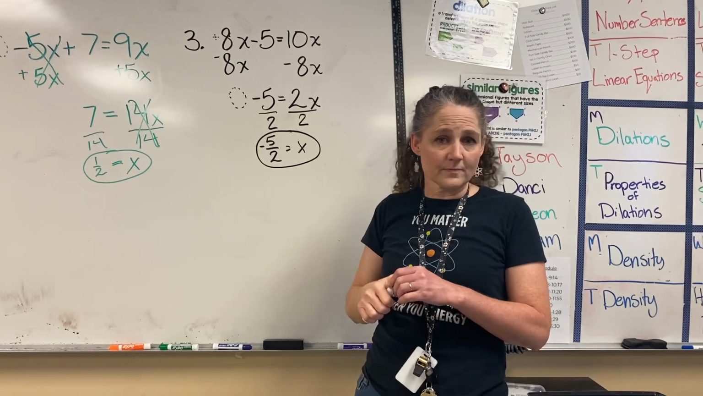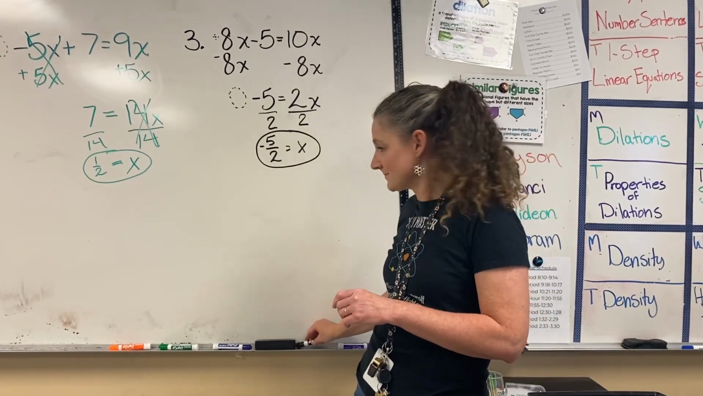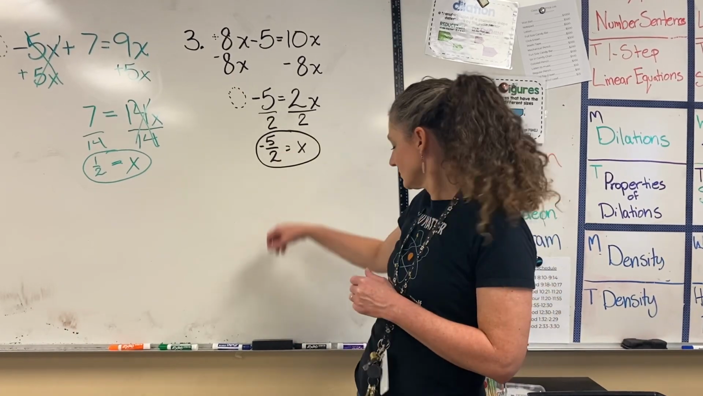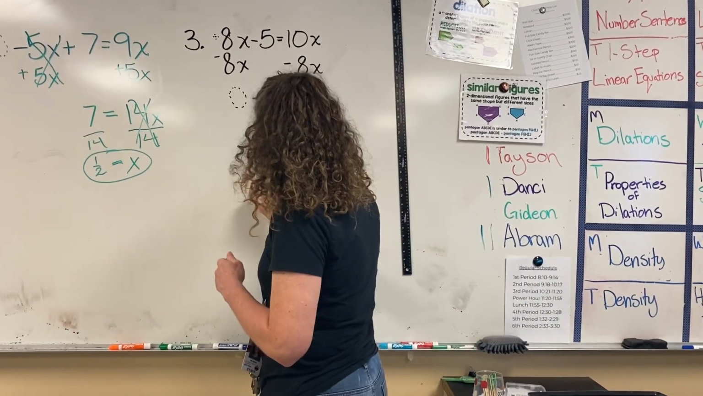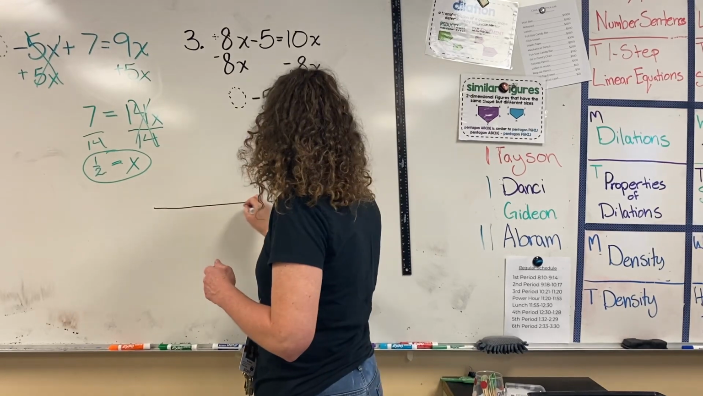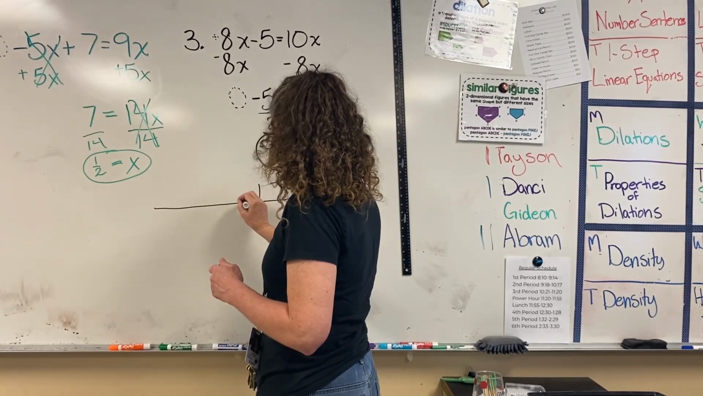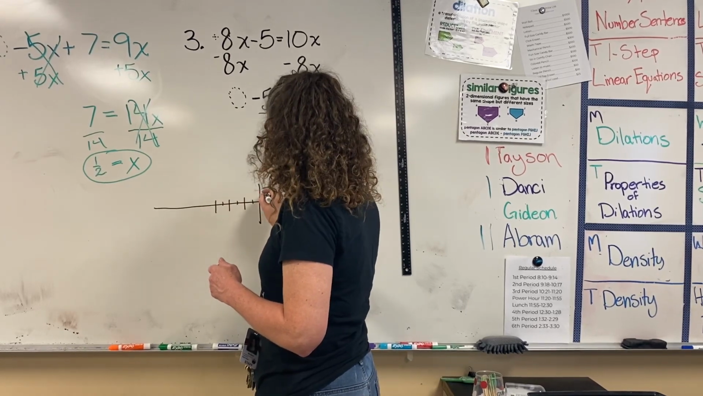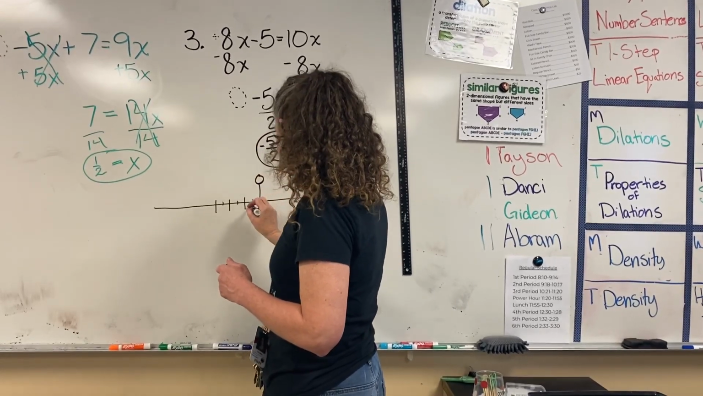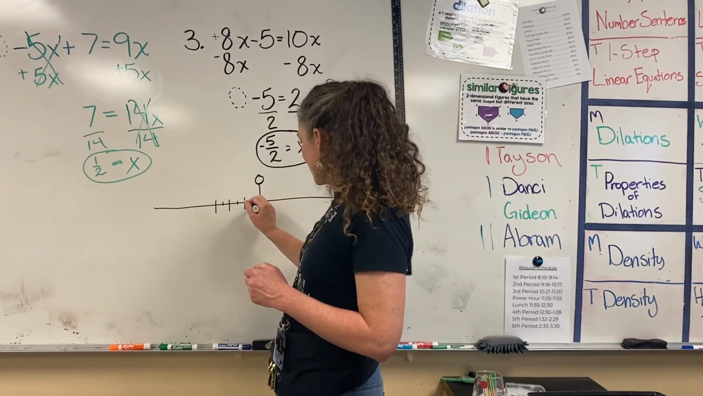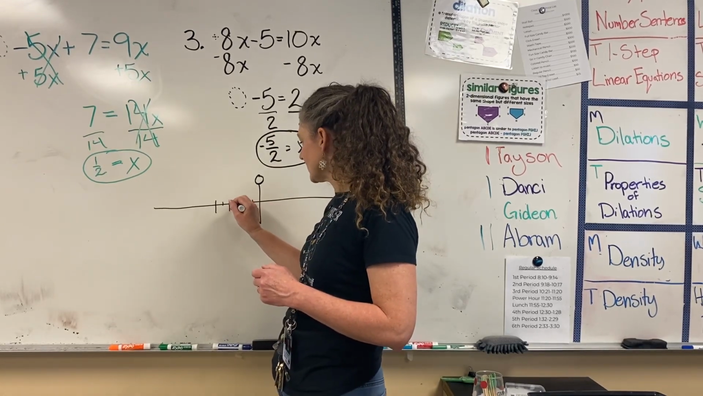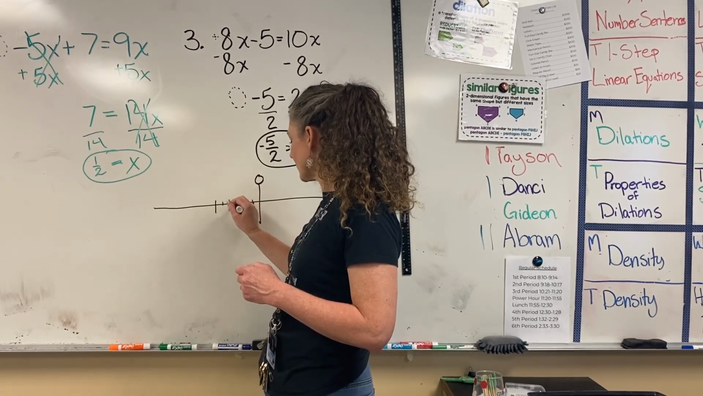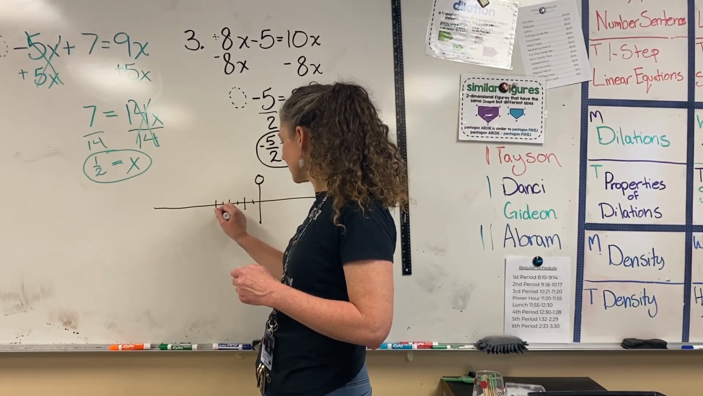Wait, can a negative number be in a fraction, or is that fraction not positive? It's negative. We look at our number line. This is 0. This is negative, right? So there's negative 1/2, negative 1, negative 3 halves, negative 2, negative 5 halves. Right there is negative 5 halves.